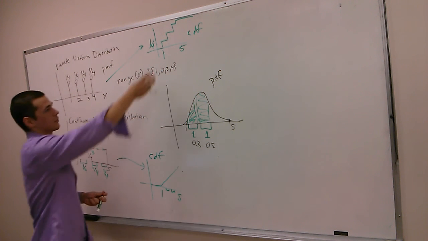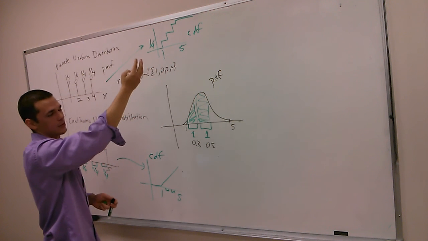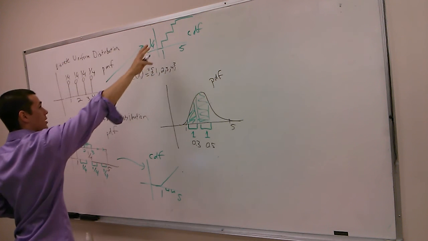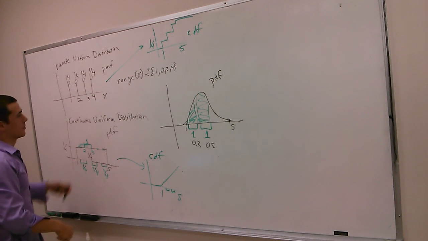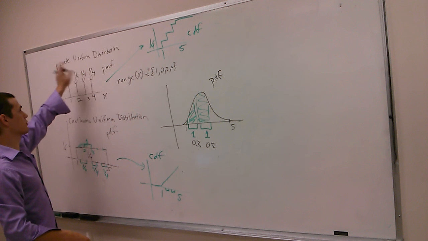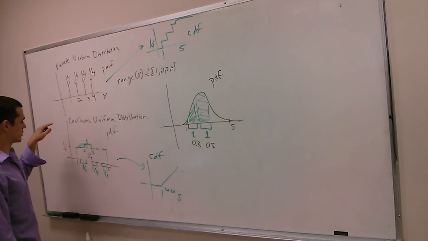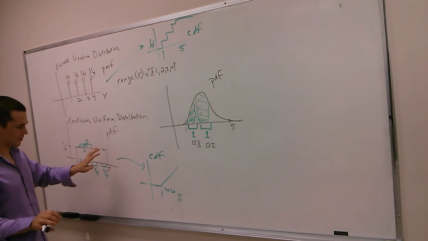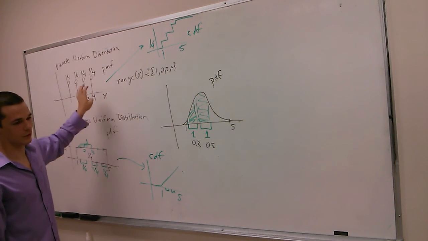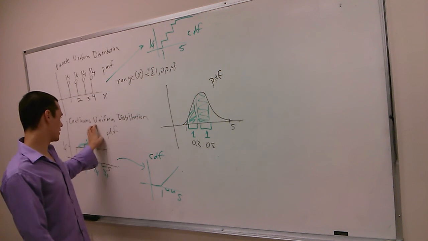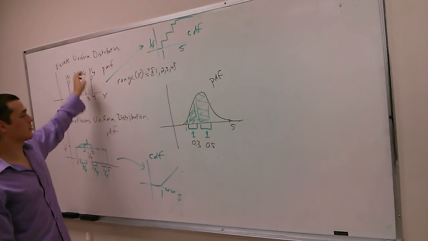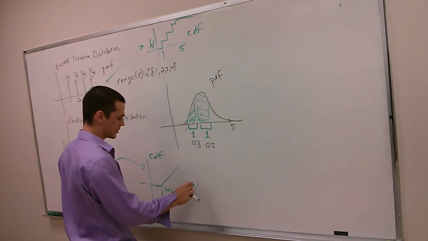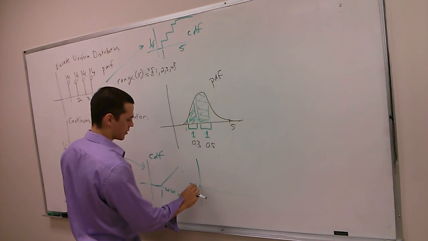If you try to differentiate this, it's not even continuous. There's no way you can. It's definitely not differentiable, so you cannot map this to a PDF. So always use a PMF to describe a discrete distribution, and use a PDF to describe a continuous distribution. Uniform, depending on what kind of uniform, you can describe using one of these. So continuous, use a PDF. Discrete, use a PMF.